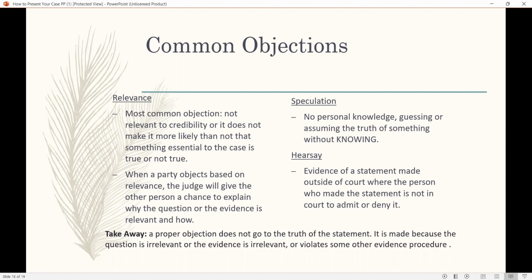Another common objection is speculation. That means that the witness has no personal knowledge or is being asked to guess or assume the truth of something without knowing. And then there's hearsay. Hearsay is evidence of a statement made outside of court where the person who made the statement is not in court to admit or deny it. The main takeaway here is that a proper objection does not go to the truth of the statement. It is being made because the question is irrelevant or the evidence is irrelevant, or it violates some other evidence procedure.